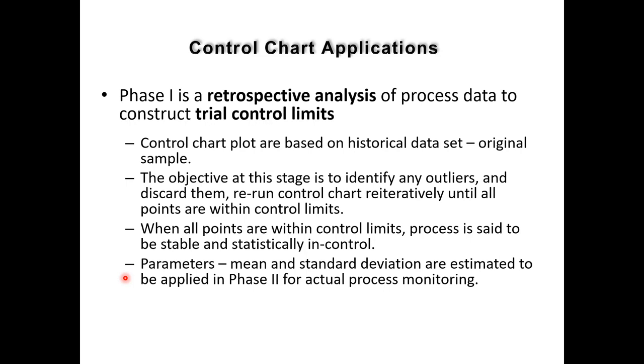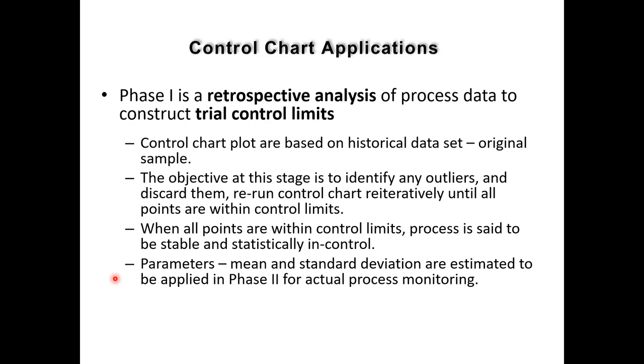You are not assessing the performance of the process. You only would like to discard all the outliers, and you would like to ensure that at the end of phase 1, you will produce a process which is believed to be in statistical control. Why? Because all points are within the two limits.